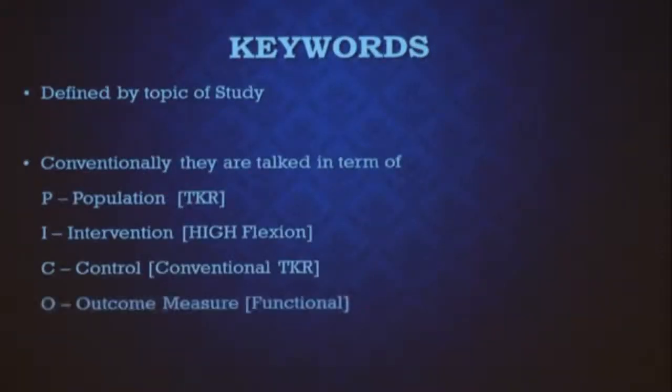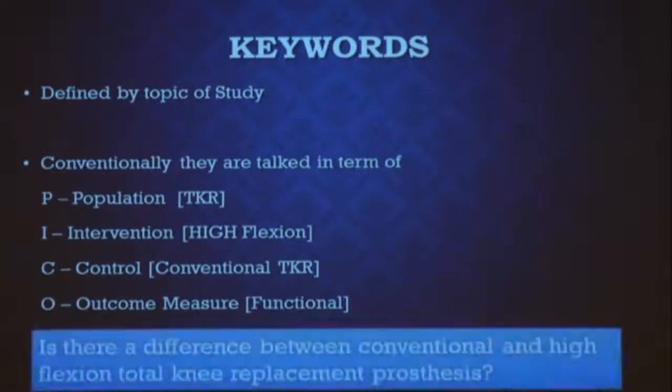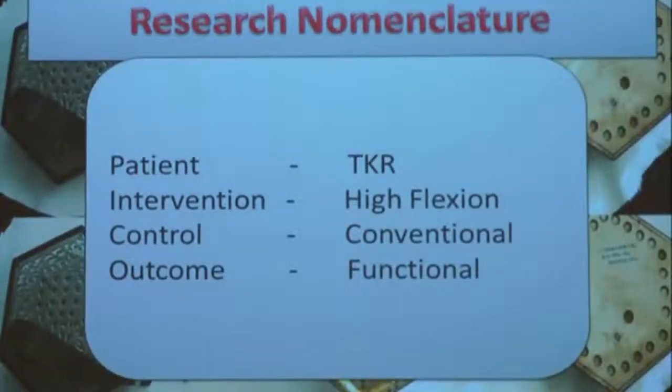For example, they are conventionally talked about in terms of the PICO format: population, intervention, control and outcome measure. So these are the four headings under which you tell your story. In every section of your thesis, even while writing a paper, you use this. If you take an example, is there a difference between conventional and high flexion total knee replacement? If that is your thesis, then these are your keywords. So patient population is total knee replacement, intervention is high flexion, control is conventional, and outcome is functional outcome.